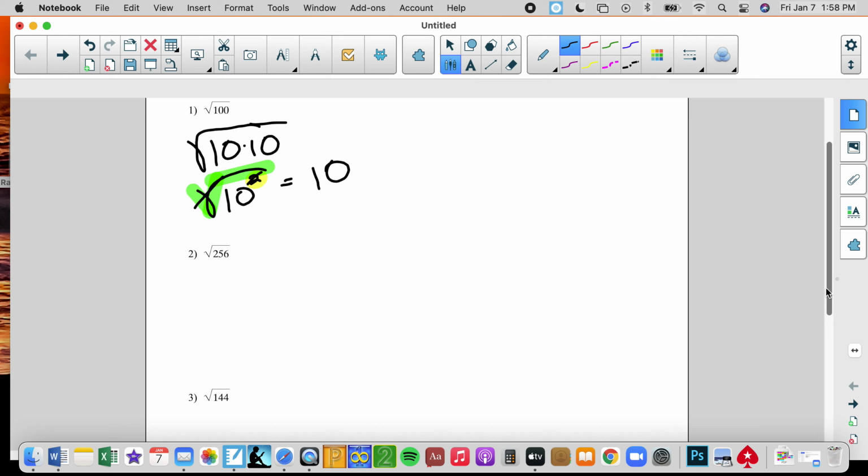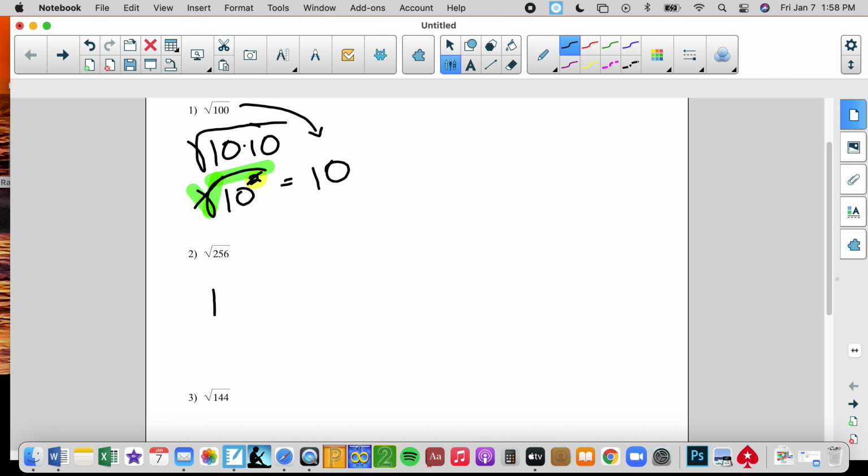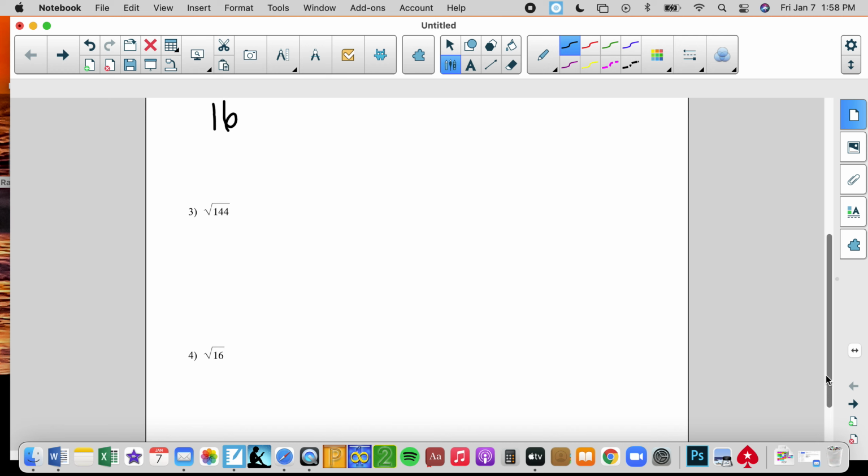You don't have to show that work. You can go directly from 100 to 10. A lot of those perfect squares should just be basic mental math. 256. So I have no idea whether 256 is a perfect square. I could either break it down and look for perfect square factors, or I can just take my calculator and do the square root of 256, and I get 16. That's going to be the easiest way. 144 is a recognizable one. I know the square root of 144 is 12. 16 is also a perfect square. I know that that's 4.